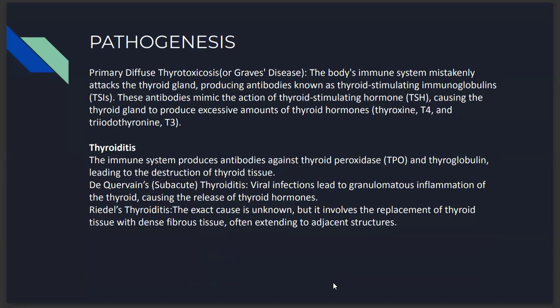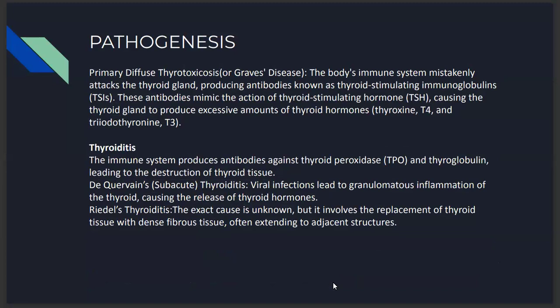For primary diffuse thyrotoxicosis or Graves' disease, the body's immune system mistakenly attacks the thyroid gland, producing antibodies known as thyroid-stimulating immunoglobulins. These antibodies mimic the action of thyroid-stimulating hormone, causing the thyroid gland to produce excessive amounts of thyroid hormones, thyroxine T4 and triiodothyronine.